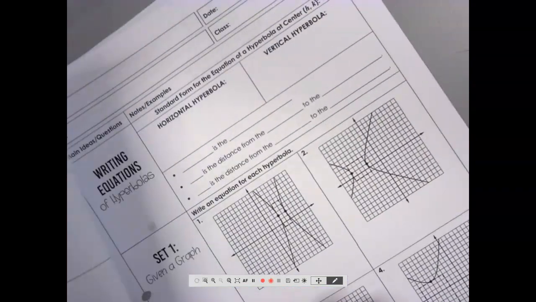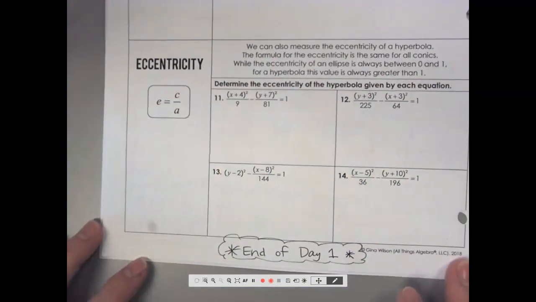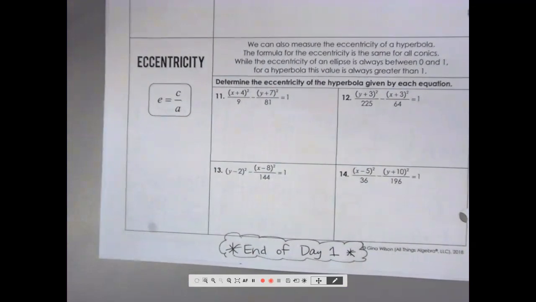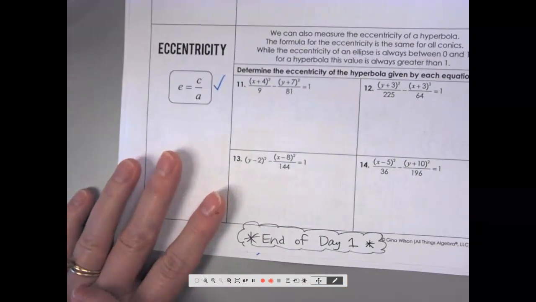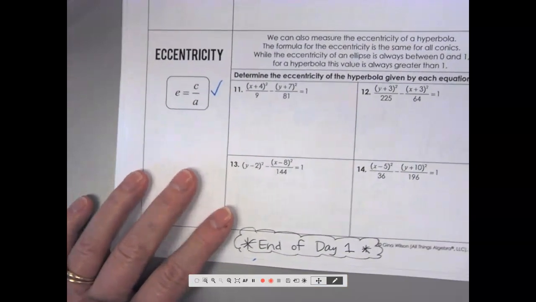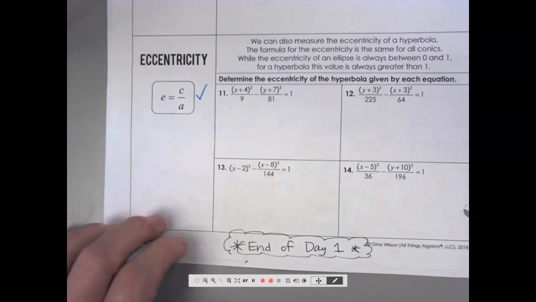All right, let's do one more thing. Next page at the bottom, eccentricity. And that again is how rounded or narrow the curve is. It's a numerical evaluation of how narrow or wide the ellipse is. Not ellipse, hyperbola. It's the same formula that we use for ellipse. It's C over A. I think one of these will be enough. What do you think? Yes.